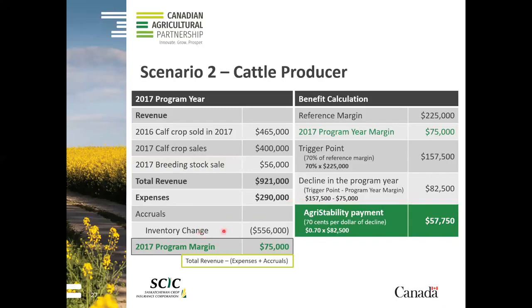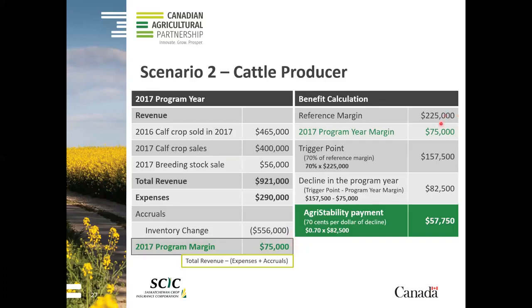So again, the inventory change is what drives this payment. So they had a reduction in inventory value of $556,000. So when we calculate out their program year margin, we look at their total revenue and we subtract out their expenses and their inventory change in their accruals, and we get the $75,000.